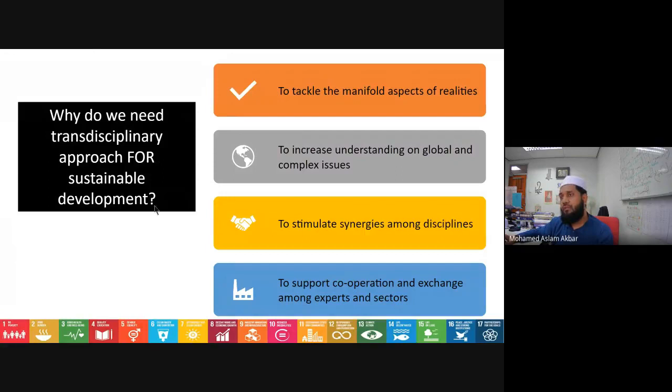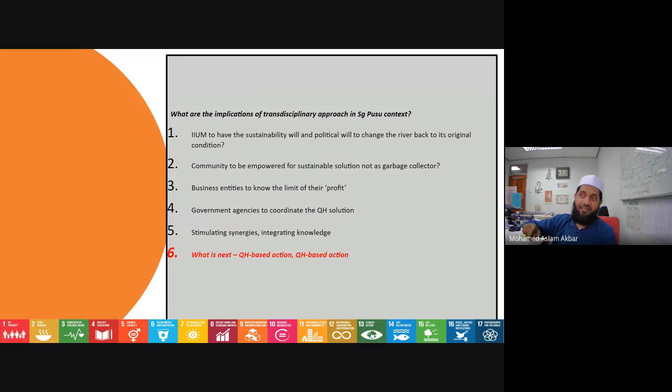Right? Okay, what are the implications of the transdisciplinary approach in the Sungai Pusu context? Okay, now coming back to the case study. So look, what is the approach? IIUM has sustainability will and political will to change the river back to its original condition. Community to be empowered for sustainable solutions, not as garbage collectors. Business entities to know the limit of their profit. Government agencies to coordinate the QH. I will tell you what QH is.